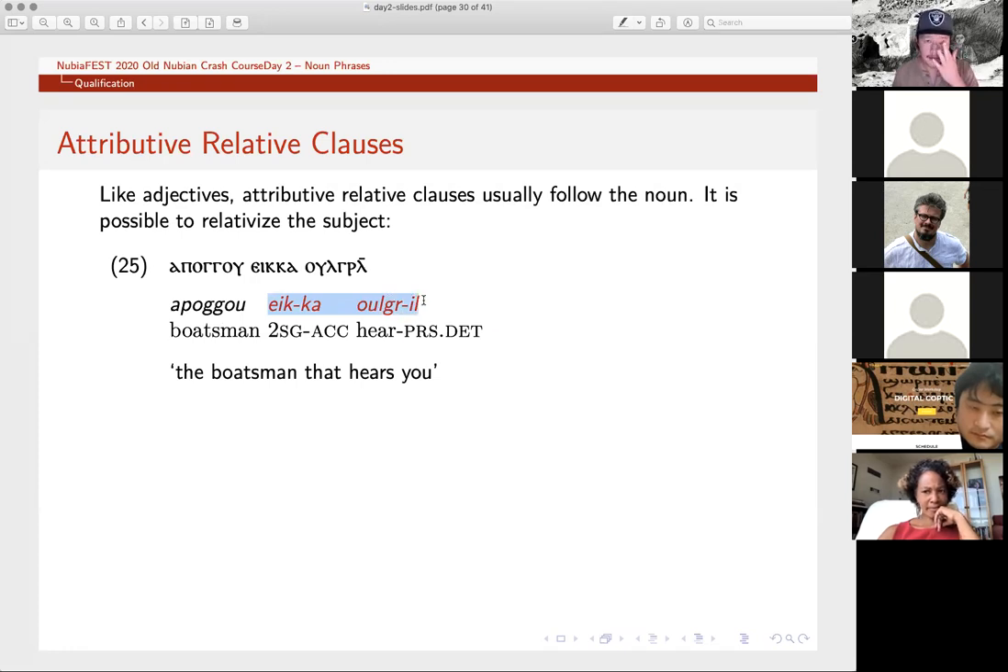This is the attributive relative clause, but the subject of the verb to hear is also the antecedent of the clause itself, right? So the antecedent and the subject of the clause are one and the same thing. So that is what is an attributive relative clause that is, as we call it, co-referential, namely the antecedent of the relative clause and its subject are one and the same thing. Here in this case, the boatsman.